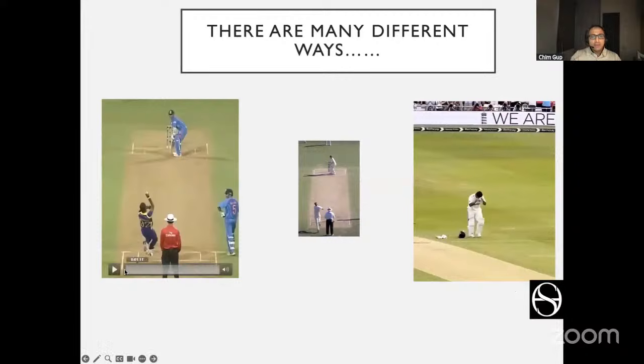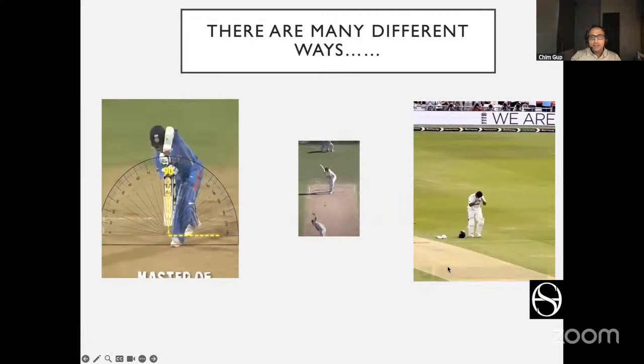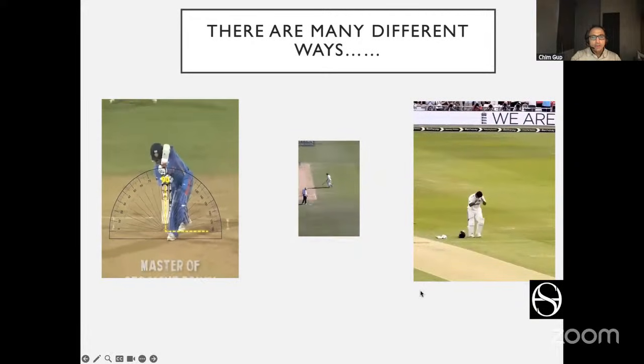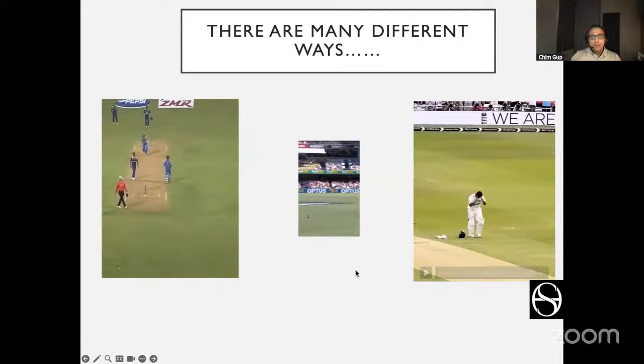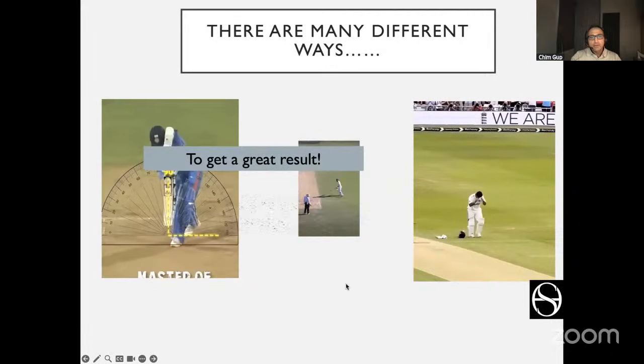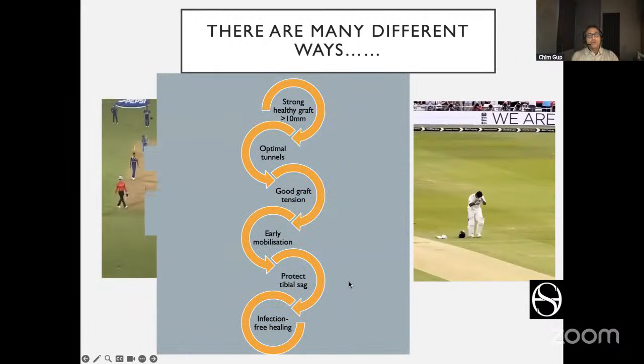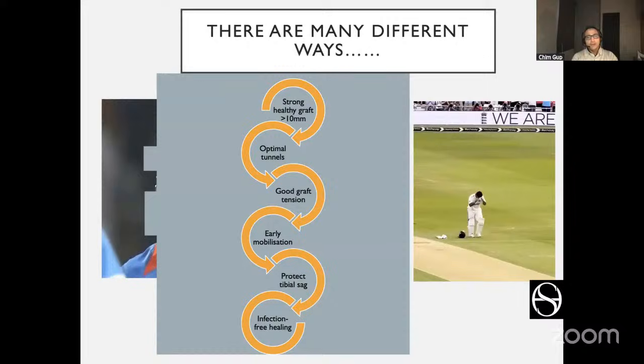So I think what you've learned in the last 4 talks is that there are many different ways to play the same shot by different people, but ultimately you need to have a great result, but you need to get the basics right. And the basics in PCL are a strong, healthy graft or grafts, optimal tunnel position, good graft tension with early mobilization, but protecting that posterior tibial sag, certainly for the first 3 months, and infection-free healing.